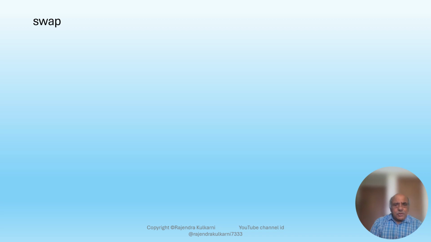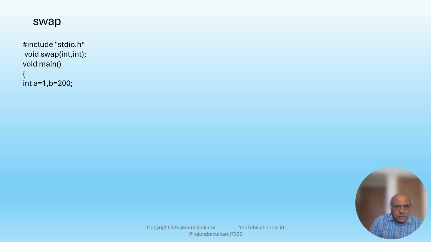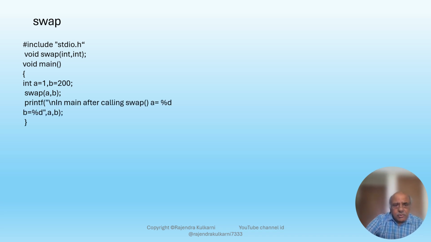Now let us see one more program in which there is a function called swap. We will be creating this. This is the prototype, void swap int comma int, which tells us that we intend to pass two int variable values to this function. Then there is a main where we have declared two variables a and b and assigned values of 1 and 200, and there is a function called swap to which we are passing the values of a and b through this function call.